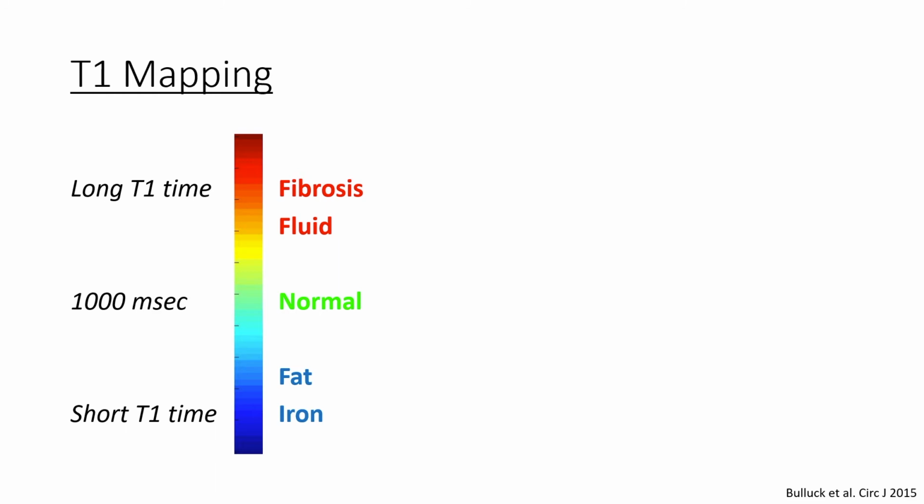T1 mapping is also used routinely in CMR to identify on a pixel by pixel level whether the T1 time corresponds to something that may be fibrotic or fluid containing as compared to something that may be fat containing or iron.